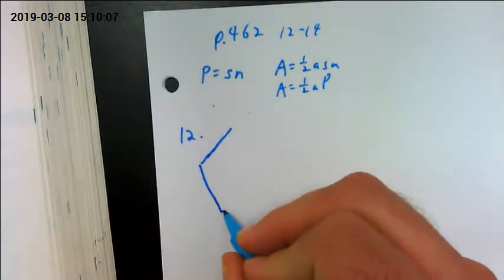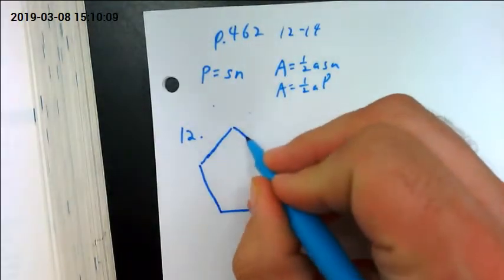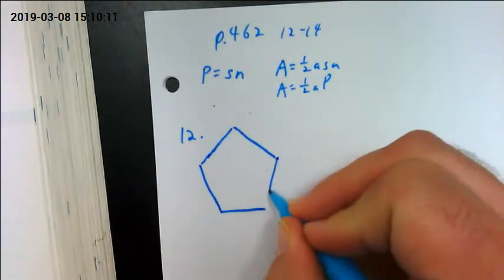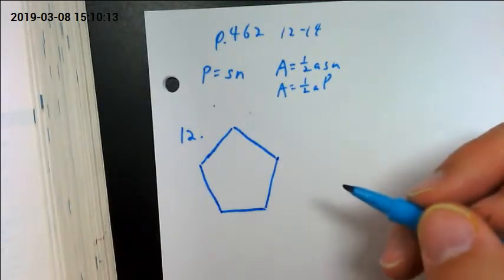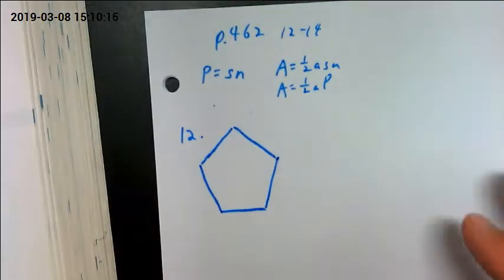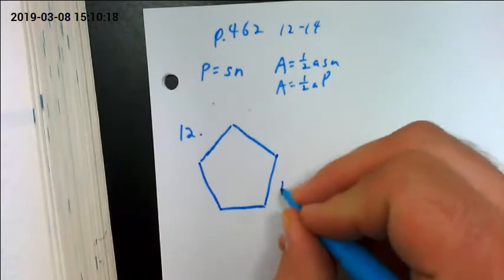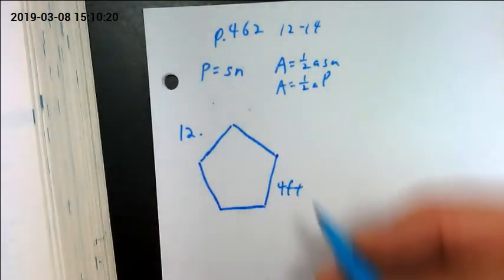Why'd you add me? But the pentagon has 5 sides, bro. Yeah. But you said 4. No, the length is 4. No, each side is 4 feet, it said. 4 feet for a side.